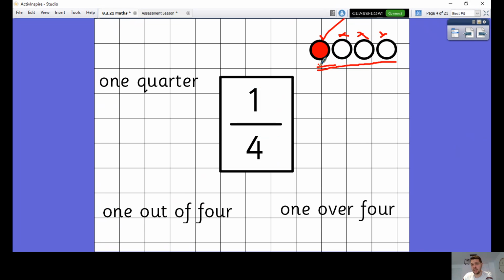So, for example, here, imagine these were 4 chocolate buttons. In total, we've got 4 chocolate buttons. And how many has Mr. Arnold eaten? He's eaten 1. That's why we've cut it in. So he's eaten 1 out of 1, 2, 3, 4.